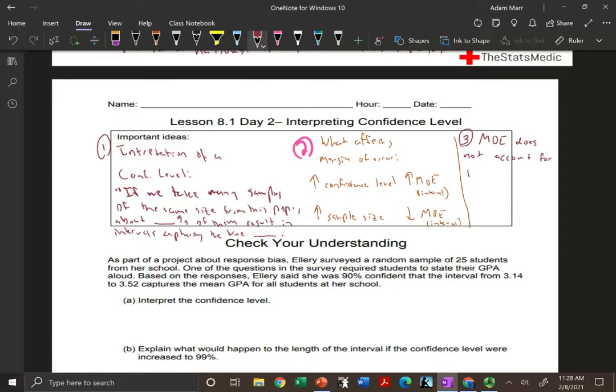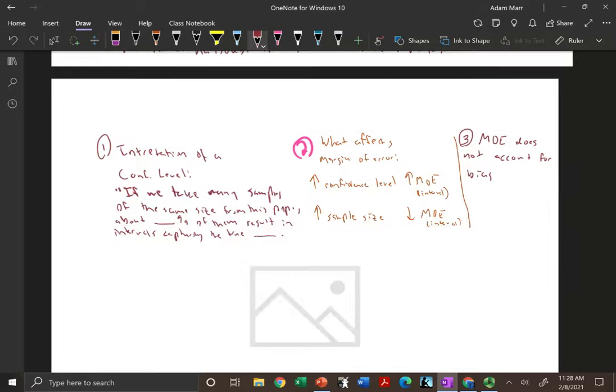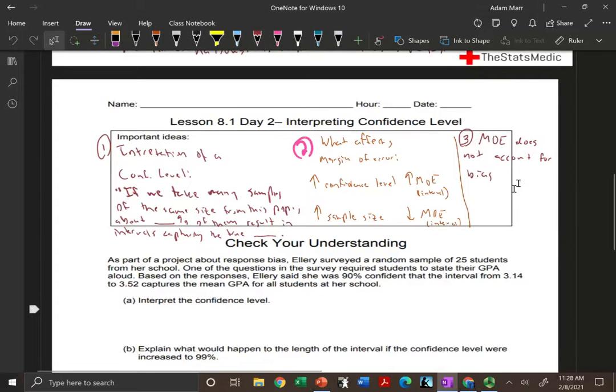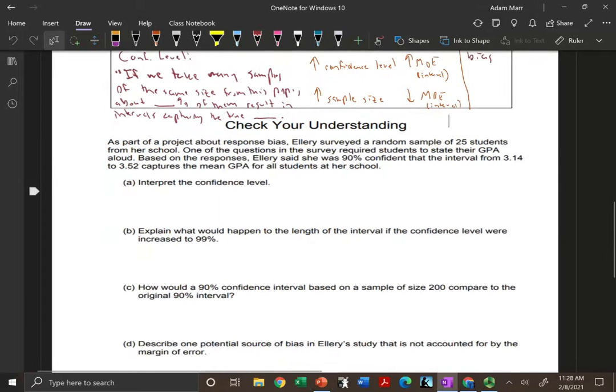Remember, we talked about bias last chapter. That was when you're just consistently missing your true parameter. You're just consistently getting results that are maybe all much more positive or much more negative. But margin of error does not account for that. Okay, let's look at this last example, and I think we'll be done right here.